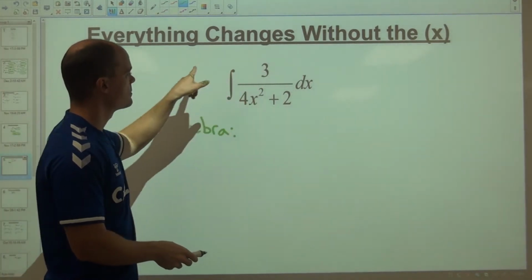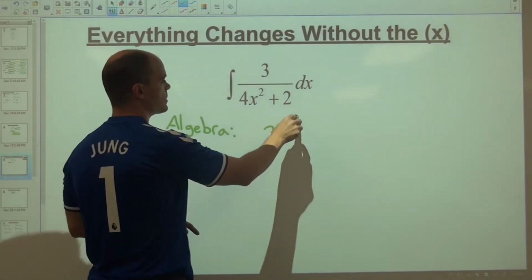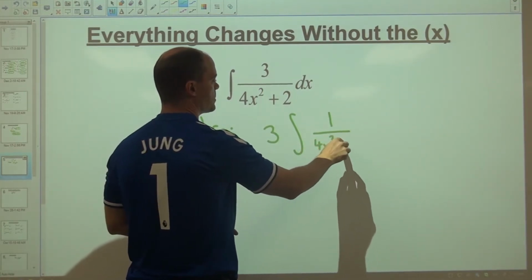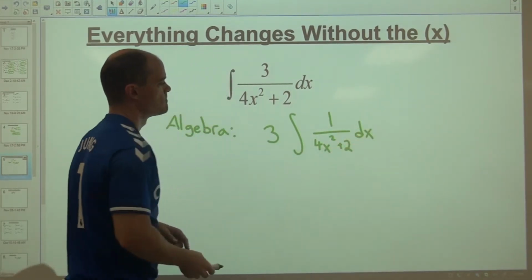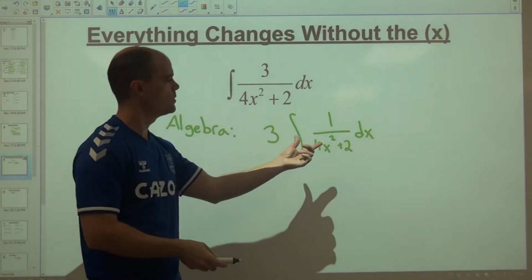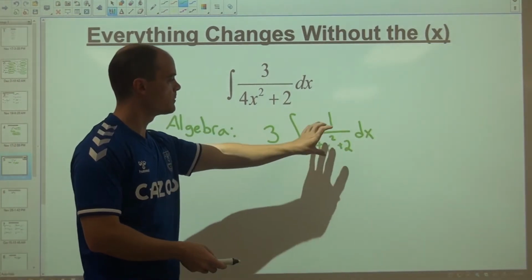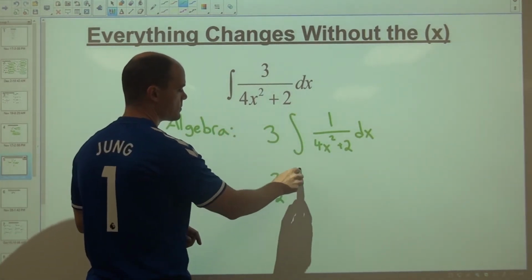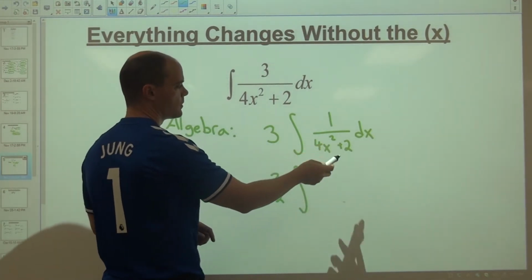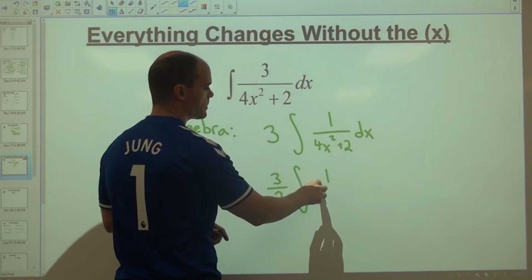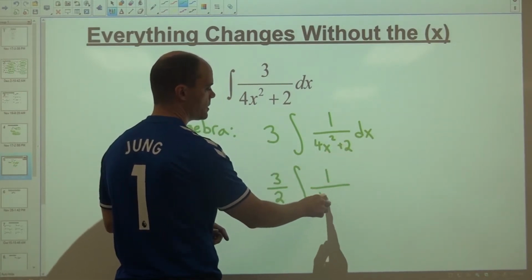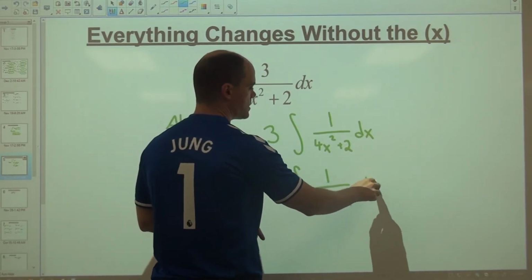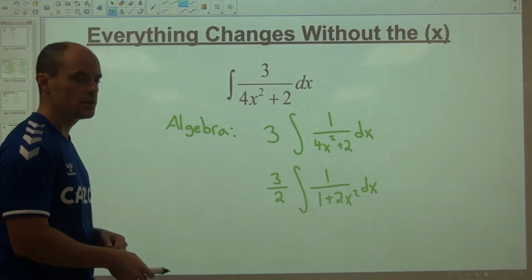I'm going to take this 3 out. Perfectly legal for me to do that. And now I've got 1 over 4x squared plus 2. Now I'm going to take a 2 out of the bottom, which would be like pulling out a half. And now I've got 3 halves. I'm going to write this in a different order, which is perfectly legal. And I end up with 1 plus 2x squared dx. That should look really familiar to you.